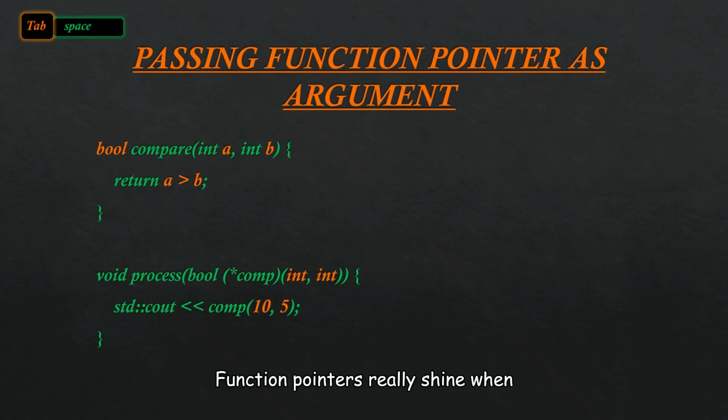Function pointers really shine when passed as arguments to other functions. This is the basics of callback functions. In this example, we define a compare function that returns true if the first number is greater than the second. Now instead of calling it directly, we pass it to another function named process. Inside process, we call the passed-in function using the pointer. This is how we delegate behavior. We let a function decide how to operate by supplying the logic externally. This approach creates modular, decoupled code.